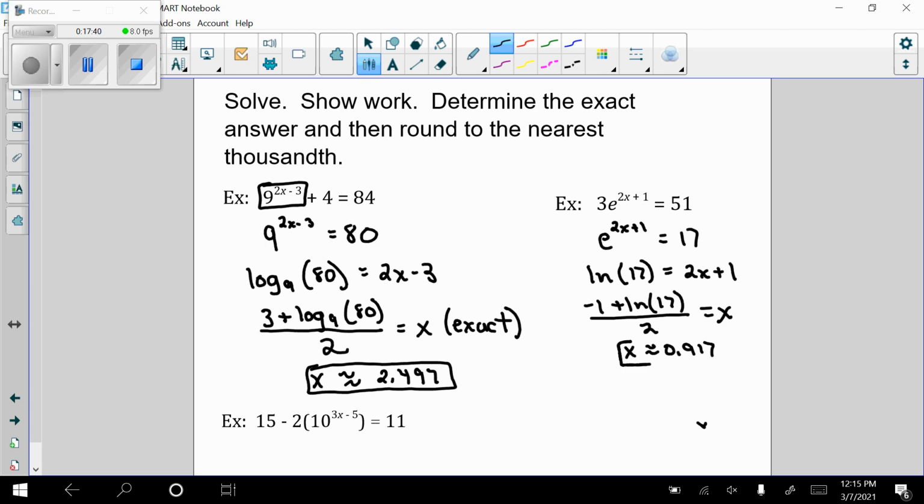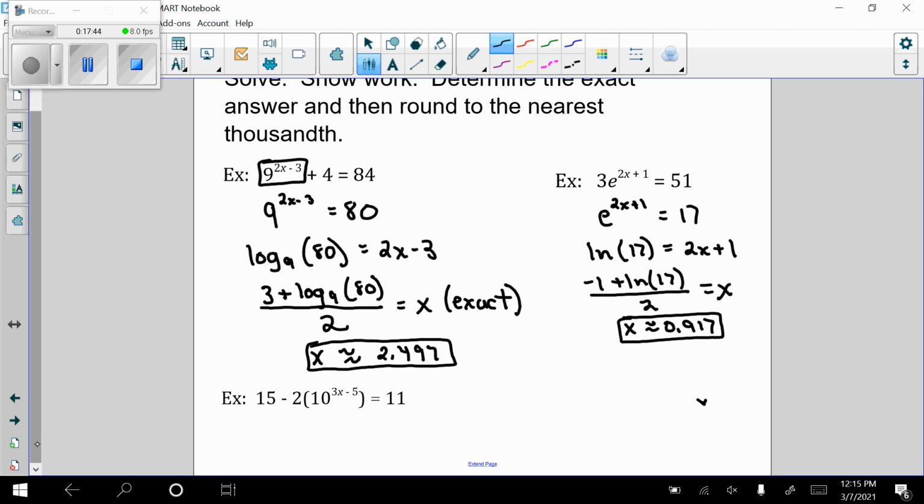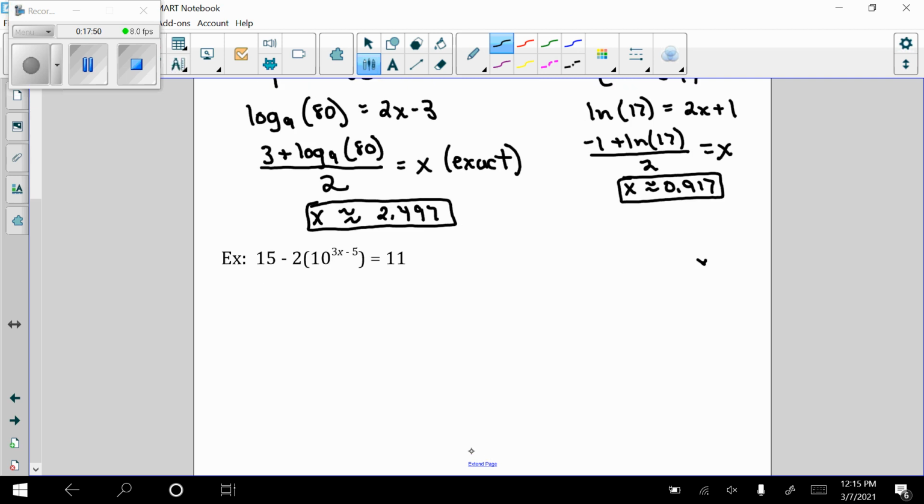So be careful when you're doing these. If you're going to use your fraction key, that would be fantastic. Or you can evaluate the numerator, calculate that answer, and then just take the answer divided by 2. That's what I do a lot because the fraction key is annoying to me.